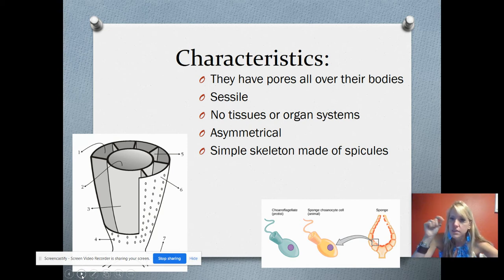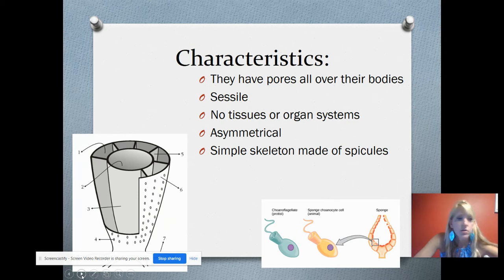Obviously, when the zygote is made, it flies through the water, swims, floats, whatever, and then lands somewhere. Then when it grows, it doesn't move, but it does move at the zygote stage. Zygote, if you forget, is a fertilized egg. But once it attaches to the ocean floor, it doesn't move. So it's sessile. It doesn't have any tissues or organ systems. So like that ectoderm and endoderm that I was referring to, it doesn't have any of that. It doesn't have organ systems either.